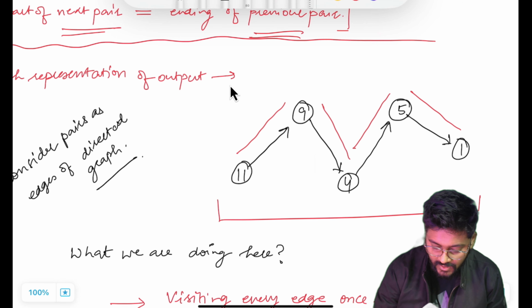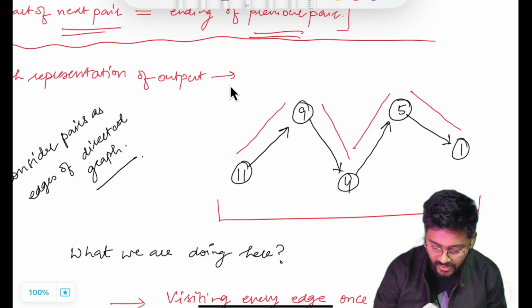If we check any pair, let's say i equal to 1, the pair is 9 and 4. What is the previous pair? The previous pair is 11, 9. The ending of the previous pair is equal to the starting of the next pair. In this way, we are doing this kind of arrangement.